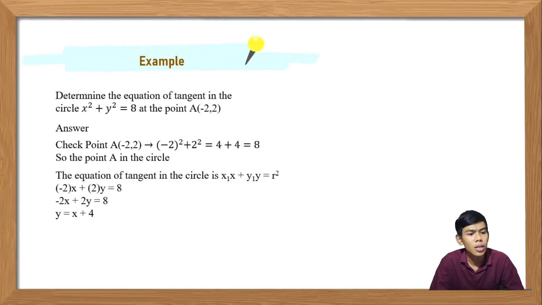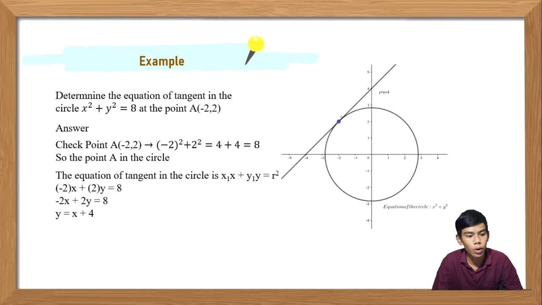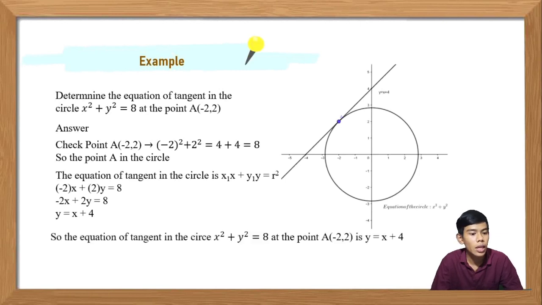And then the equation of the tangent to the circle is x sub 1 x plus y sub 1 y equals r squared. So negative 2 times x plus 2 times y equals 8. So negative 2x plus 2y equals 8. So y equals x plus 4. So the equation of the tangent to the circle x squared plus y squared equals 8 at point A (negative 2, 2) is y equals x plus 4.